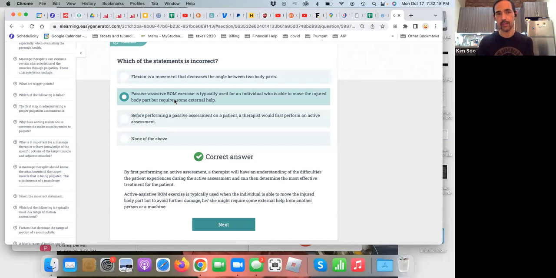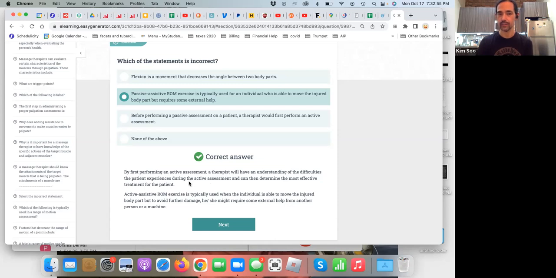Well, that would be all of the above if all three of these were incorrect. And also the option is none of the above, not all of the above. None of the above meaning none of them are incorrect. They are all correct. Flexion is a movement that decreases the angle. Yes, that's true. Oh, let's read down here. By first performing an active assessment, a therapist will have an understanding of the difficulties the patient experiences during the active assessment and can then determine the most effective treatment for the patient.